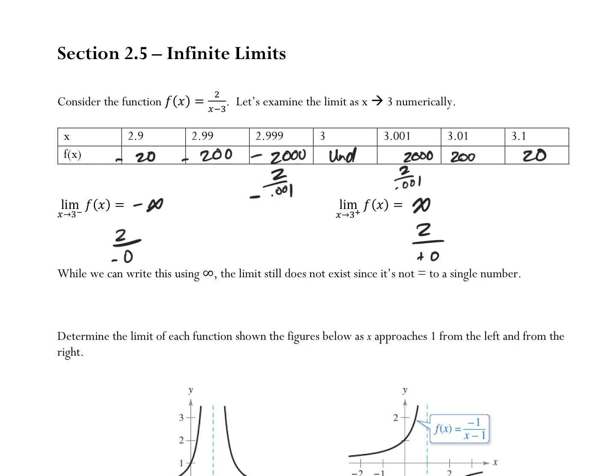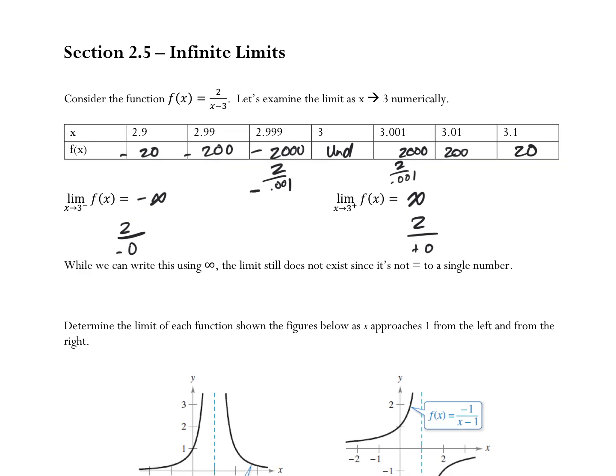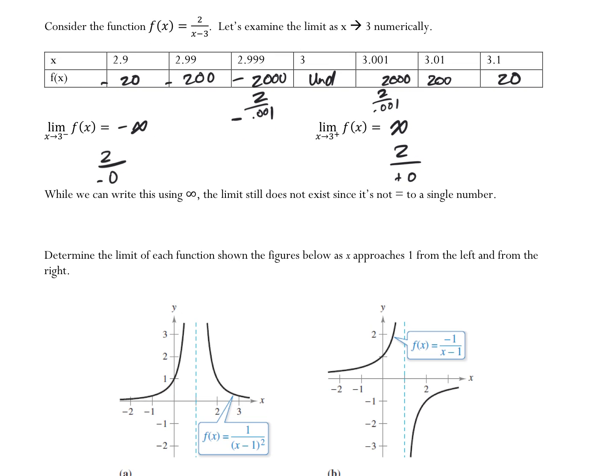Okay, so here's the deal. We are now going to start talking through what happens when we approach things where we have a non-zero number on the top, and a 0 on the bottom. Okay? If we end up here, we have either a positive or a negative infinity for our limit. The limit does not exist, but we can describe it as going towards infinity or negative infinity.